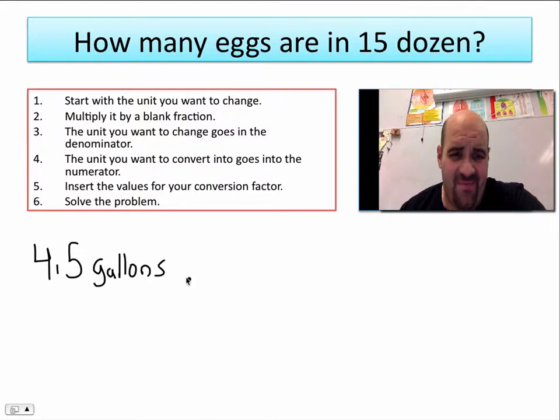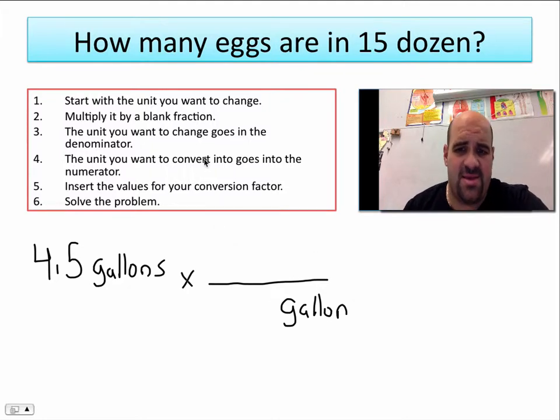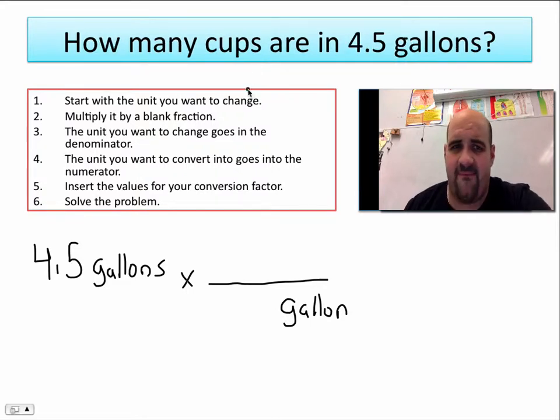And I know that I have to multiply it by a blank fraction. The unit I want to change goes in the denominator, so I know this is going to be gallon. The unit I want to convert into is always going to go in the top. Sorry, I flipped the slide on you. How many cups are in 4.5 gallons?